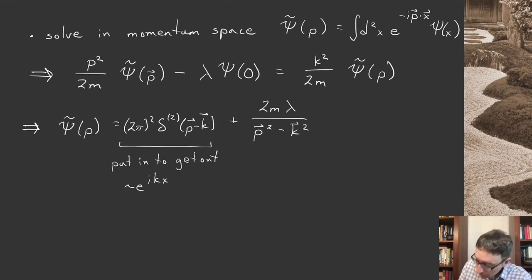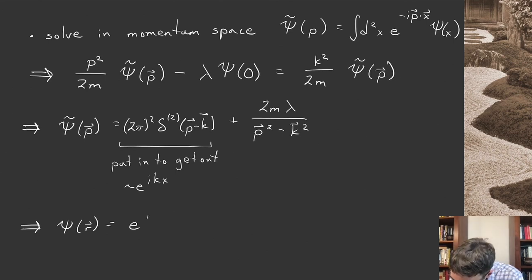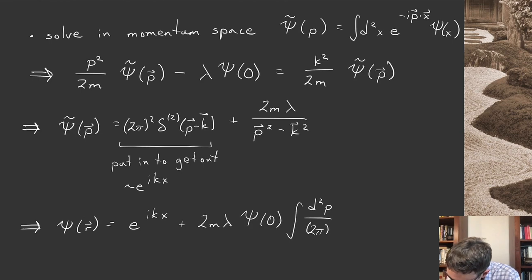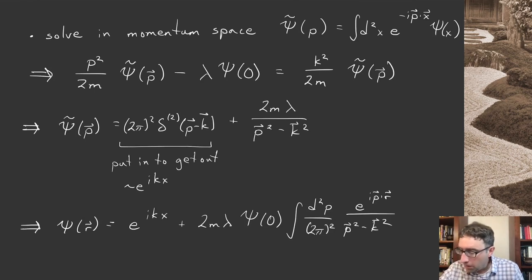Okay, so here's my solution in momentum space, and now I Fourier transform back. I get psi of r equals e to the ikx plus 2m lambda psi of 0 times the integral d2p over 2 pi squared, plane wave factor, over p squared minus k squared. So that formally is my solution. And now there are some problems with it, as we'll see going forward.